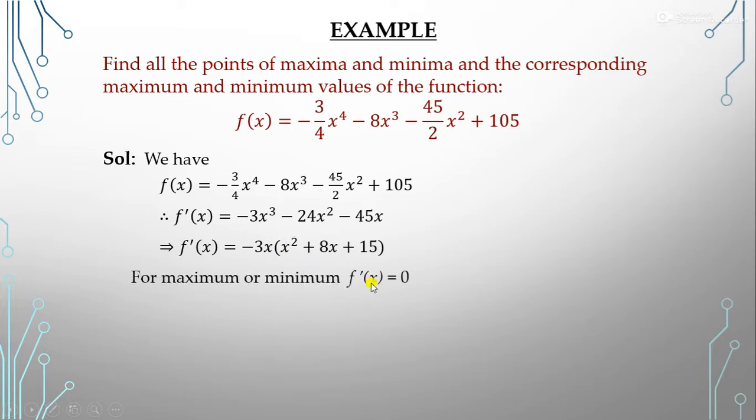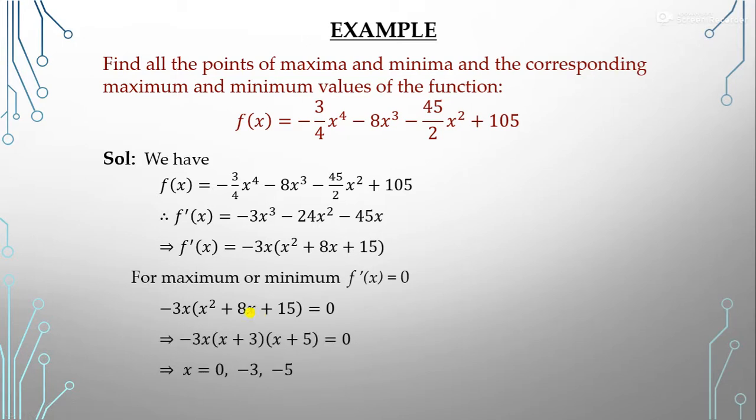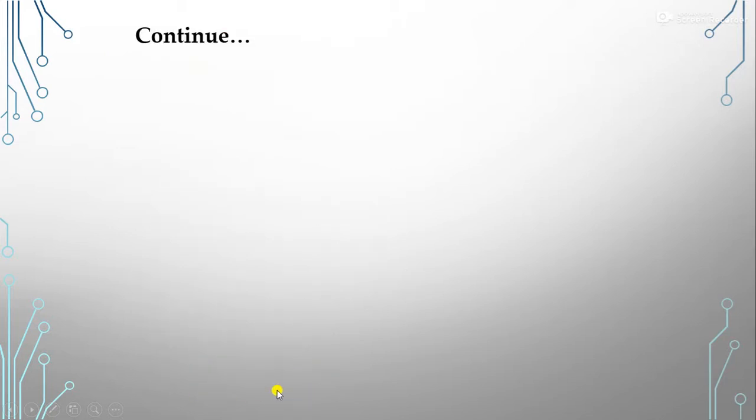Now f'(x) is put equal to 0 to find the maximum or minimum. From here we find the values of x. One value of x is 0, and the rest is a quadratic equation, which gives two more points. When you simplify, you get three values of x: x = 0, x = -3 and x = -5. These are the critical values at which you have to find the maxima and minima.